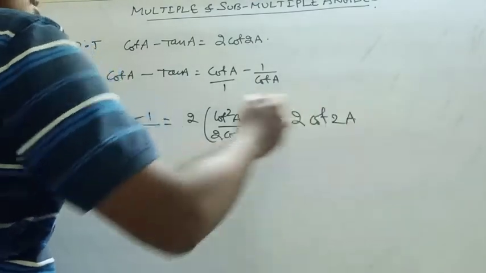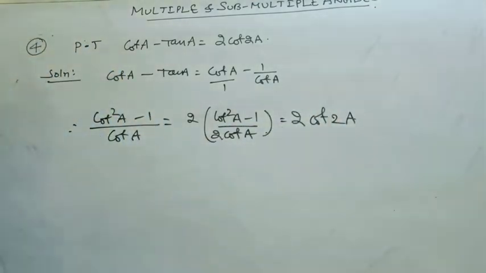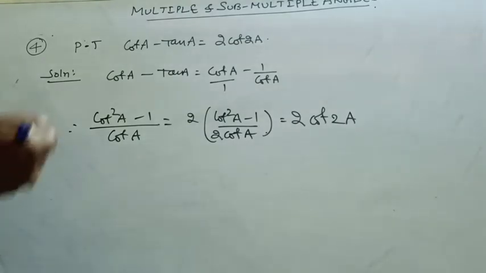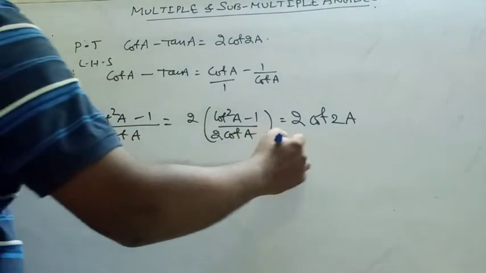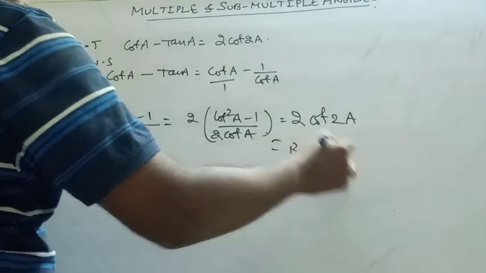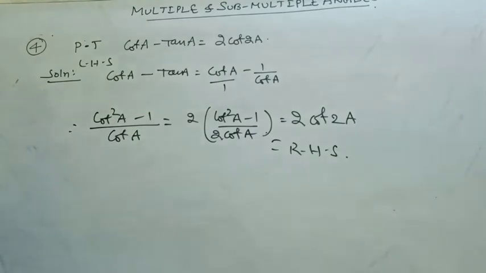And this of course is 2 into cot 2A. This is the cot 2A formula. And we got this particular problem very nicely. See how beautifully we have taken the left hand side part and we have got the right hand side part. This we can use as a result also: cot A minus tan A is equal to 2 cot 2A. This we can use as a result nicely.